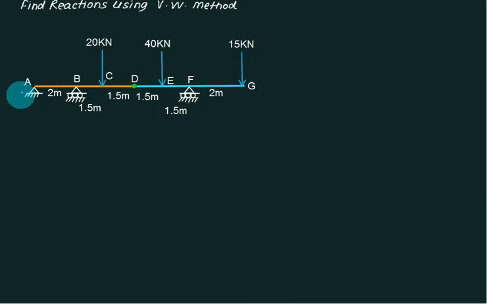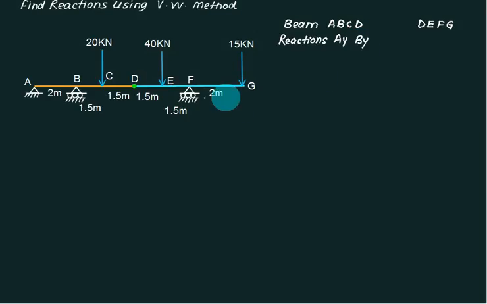So in this one we have a beam A, B, C, D and the second beam is D, E, F, G. Two beams. And we have an internal hinge at D. First of all, you identify the beams. We have two beams. One is ABCD and the second beam is DEFG. Now identify reactions for them. Reaction at this point is AY. Reaction at this point is BY.